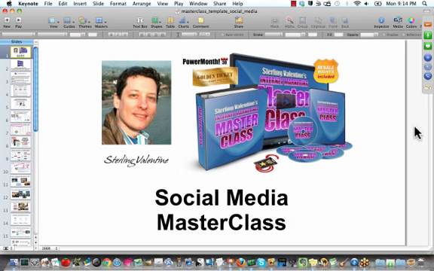Very often we get distracted by the bright, shiny objects, and we end up investing time, energy, and money into using these sites when we're really not sure exactly how they're supposed to fit into our bigger picture. So we're going to start with some basics tonight and then move into some advanced strategies.